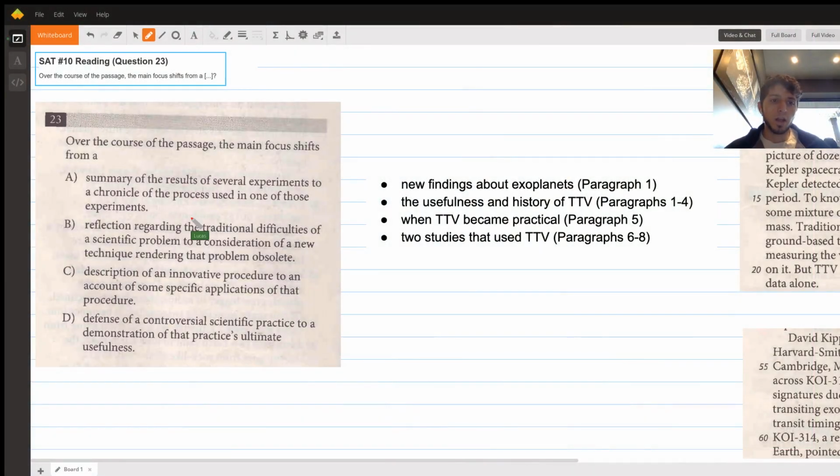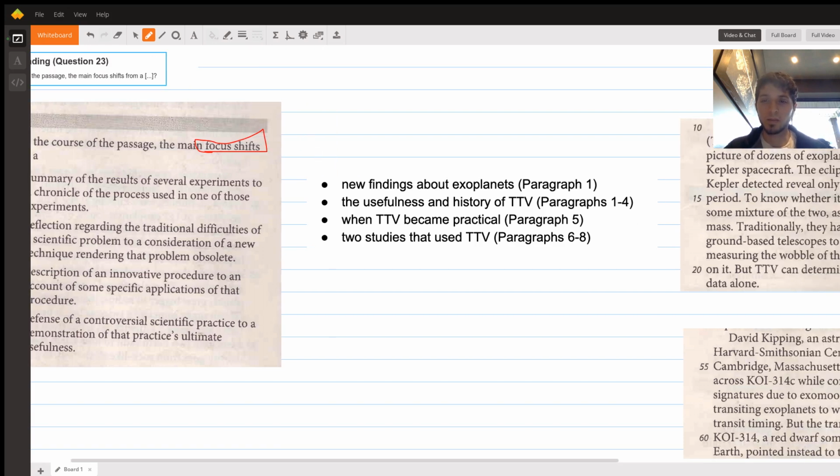Okay, so now we're going to answer question 23 from the SAT number 10. And the question asks, over the course of the passage, the main focus shifts from a something to a something. And this is a focus shifts type question. They'll ask you this every now and then. And the way to solve these focus shift type questions is by doing two things.